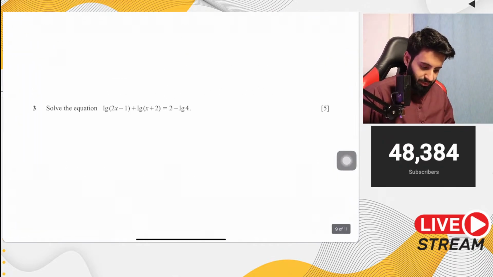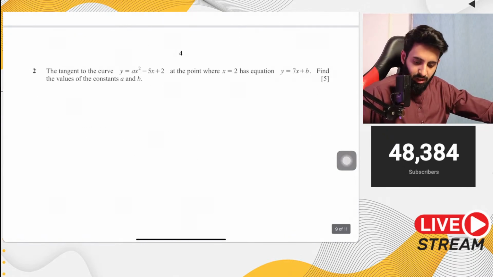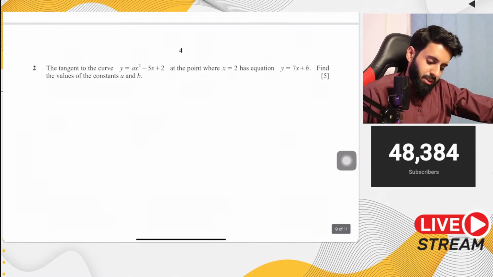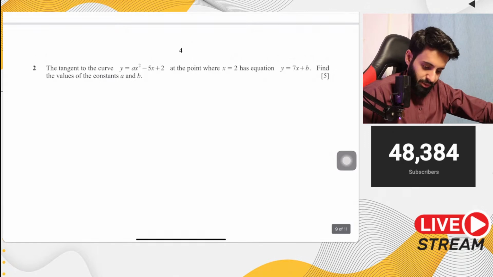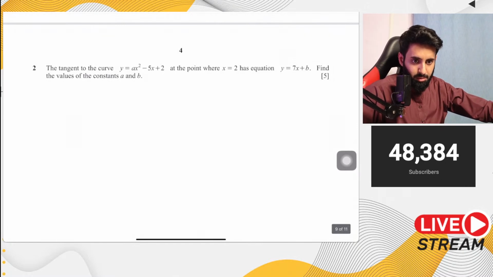Okay, so this also is a fairly recent question. Let's see what it says. It says the tangent to the curve y equals ax square minus 5x plus 2 at the point where x equals 2 has equation so and so. Find the values of the constants a and b. You guys want to try this?